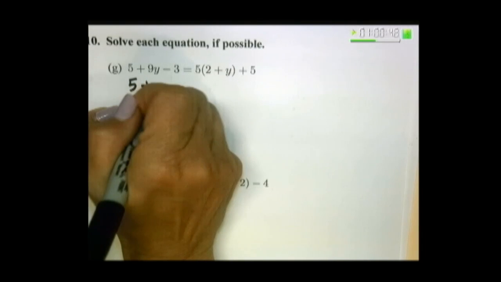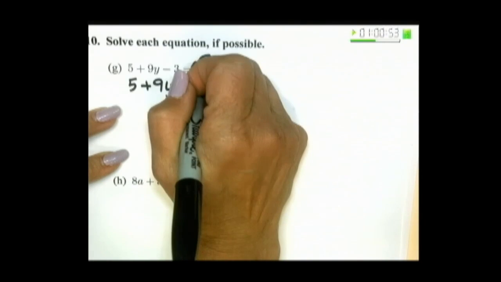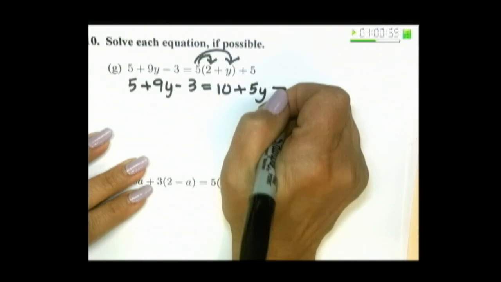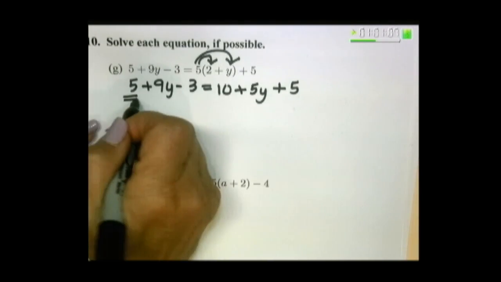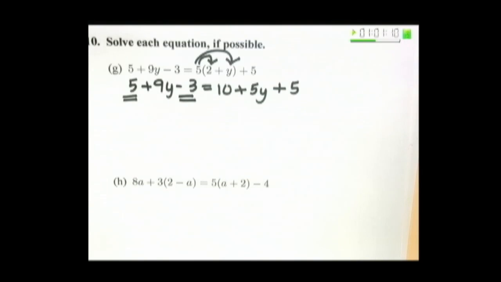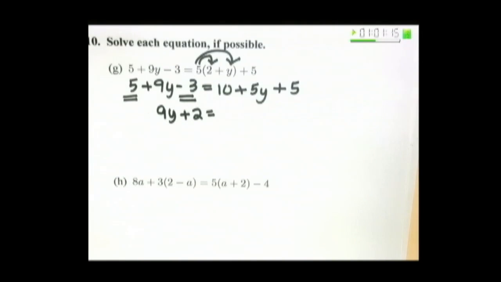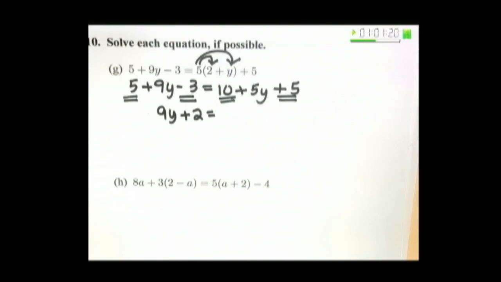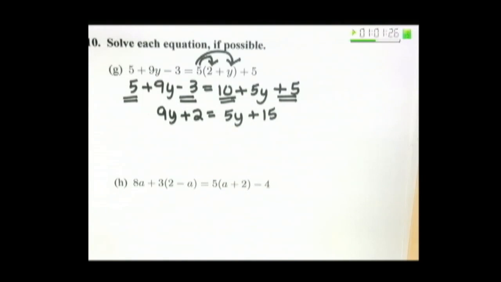And then I can look at combining like terms, but I can't do that on the right-hand side until I distribute. So I have 5 plus 9y minus 3 equals 5 times 2 is 10, and 5 times a positive y is a positive 5y plus 5. So now I can combine like terms on the same side of the equal sign. I have 5 minus 3, which is 2, a positive 2. So I have 9y plus 2. On the right-hand side, I have 10 plus 5, which is 15. So I have 5y plus 15.